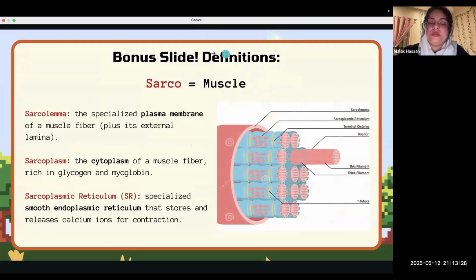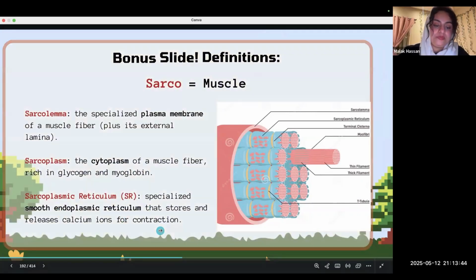Now let's talk about some definitions. The word sarco means muscle, right? So sarcolemma is a specialized plasma membrane of a muscle fiber. Sarcoplasm is the cytoplasm of a muscle fiber, and sarcoplasmic reticulum is the smooth endoplasmic reticulum that stores calcium.